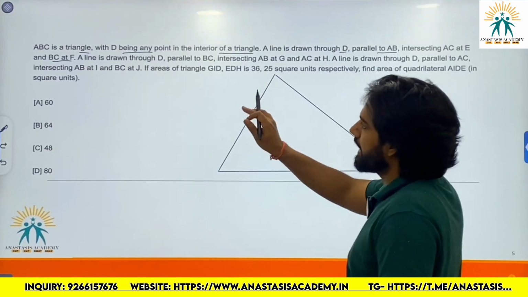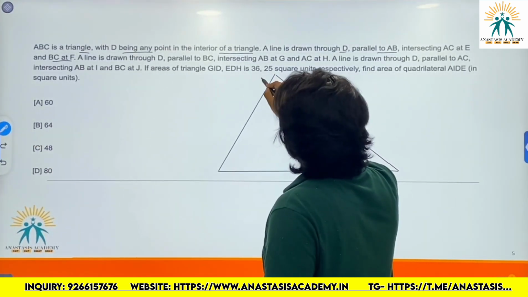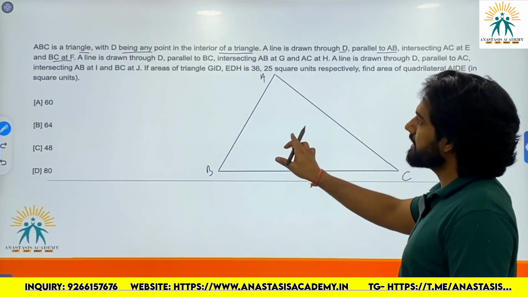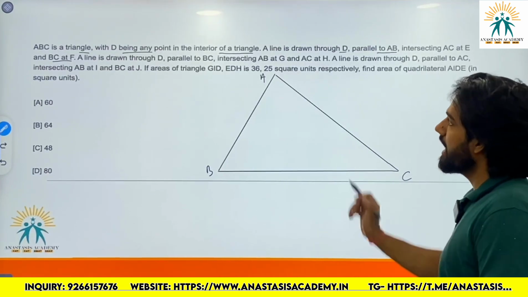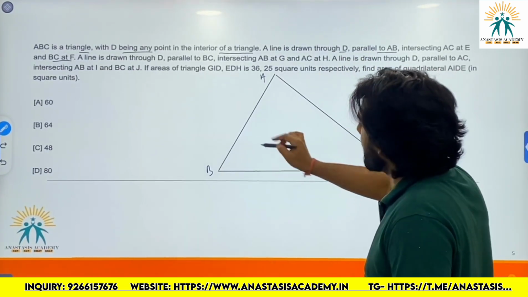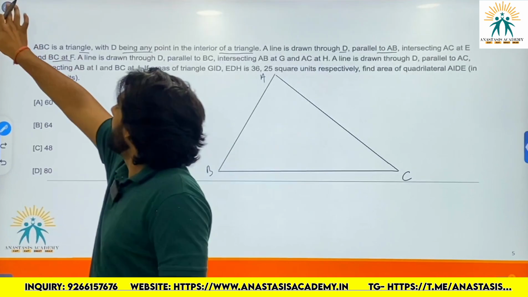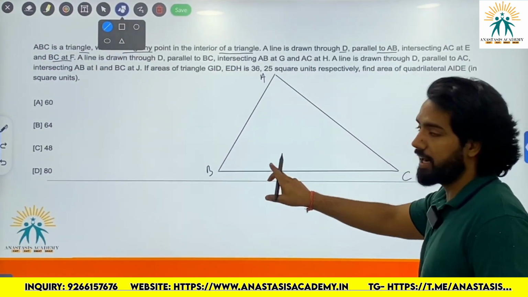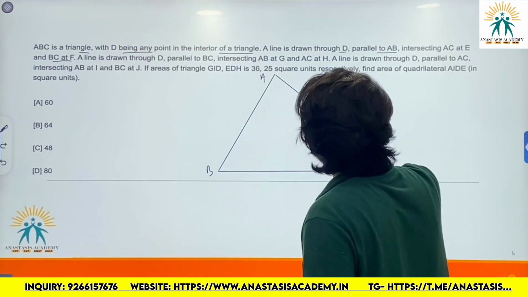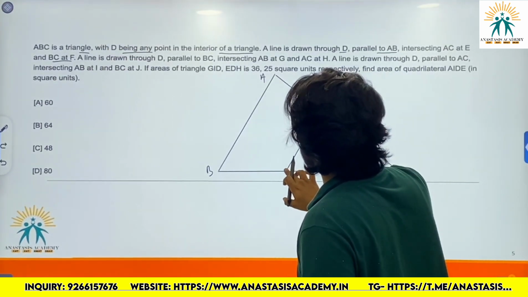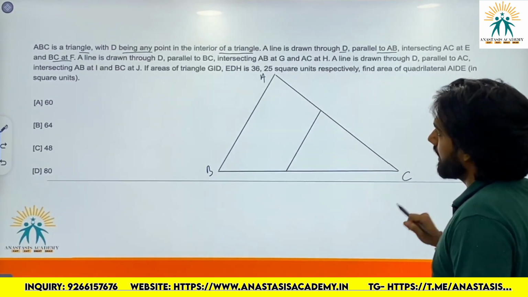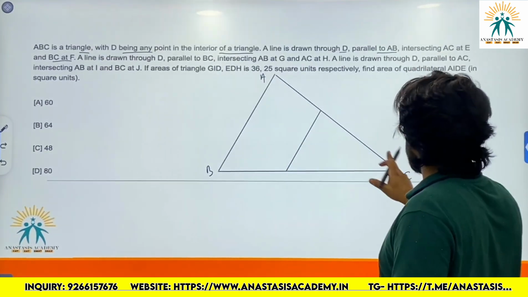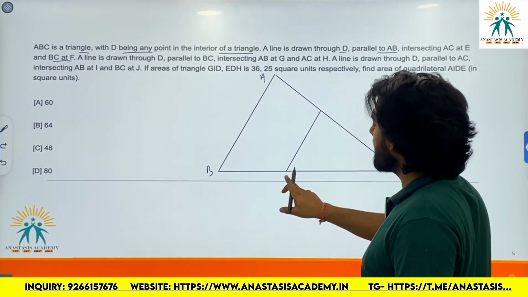So this is triangle ABC. It is given that D is a point in the interior of the triangle. A line is drawn through D parallel to AB. So let's just draw the line parallel to AB, and it passes through D, intersecting AC at E and BC at F.